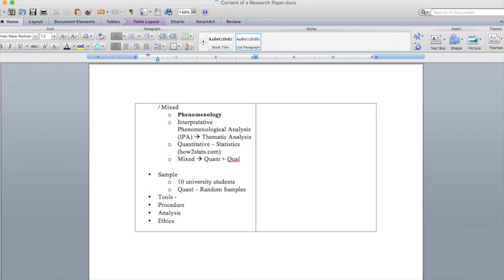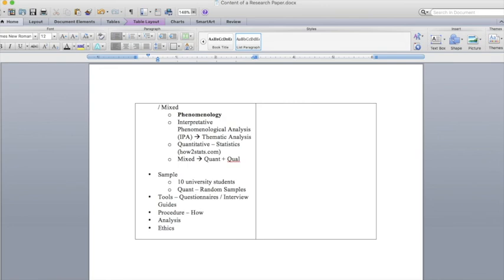Tools are usually questionnaires that you use, right? Questionnaires, if not any interview guides, right? Because now you need to have an interview guide to find answers which you could actually transcribe and find themes, right? So the procedure means how exactly you do this. Okay.